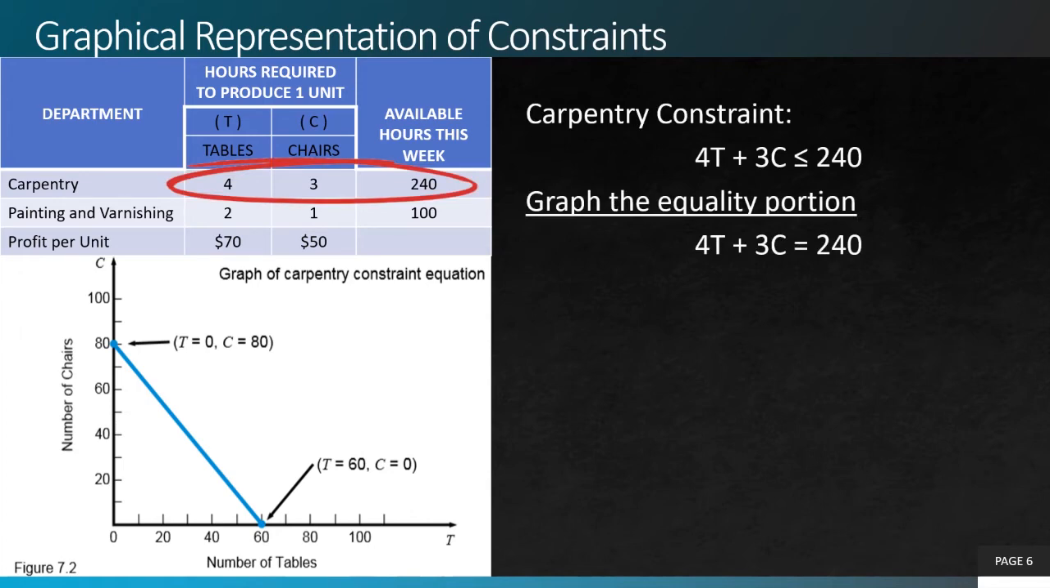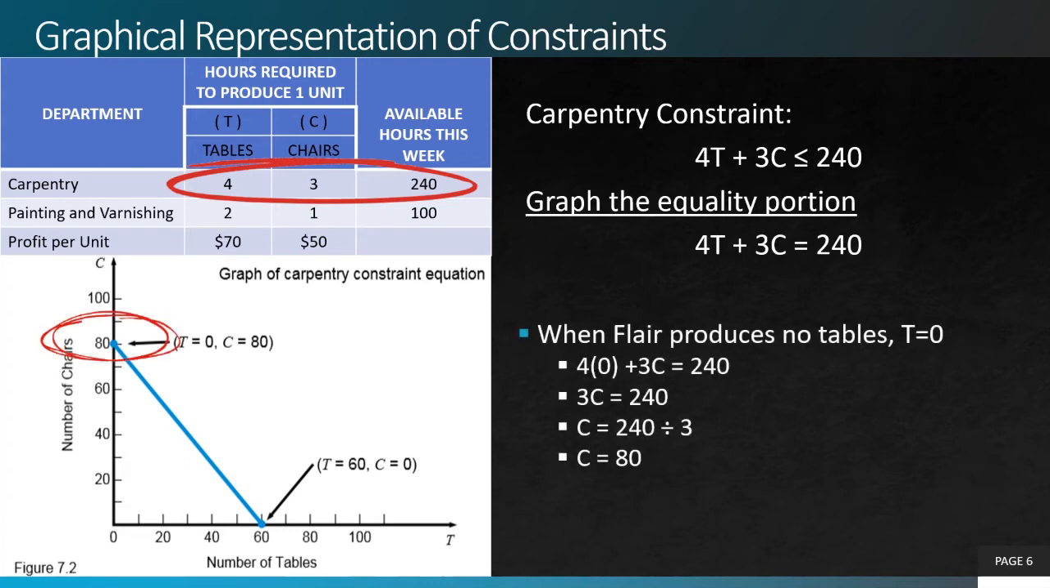To represent the first constraint graphically, 4T plus 3C less than or equal to 240, we must first graph the equality portion of this, which is 4T plus 3C equals 240. So when Flair produces no tables, T equals 0. So let's compute. 4 times 0 plus 3C equals 240. 3C equals 240. C equals 240 divided by 3. So C equals 80.